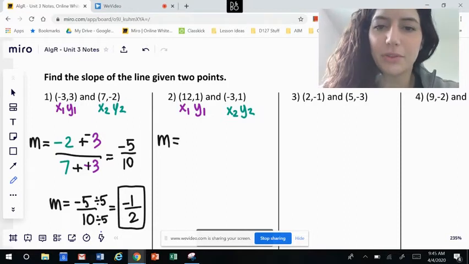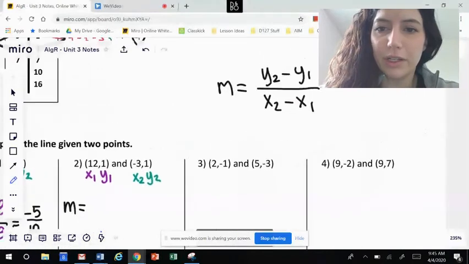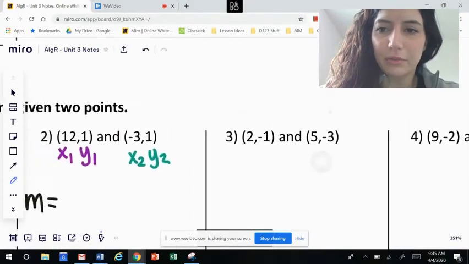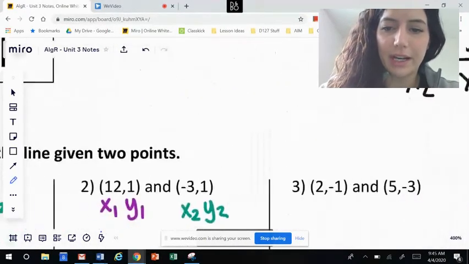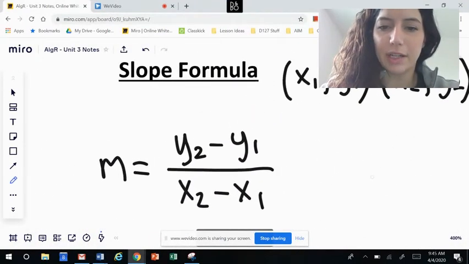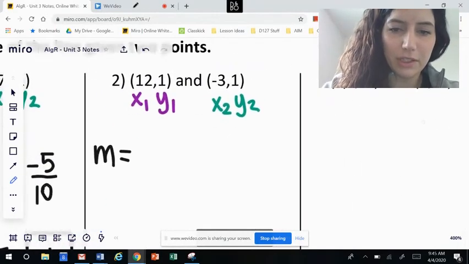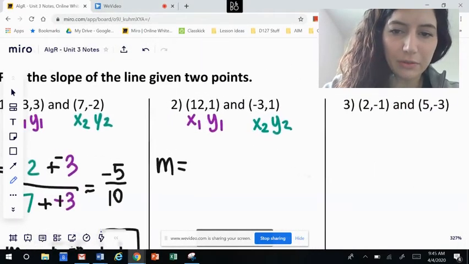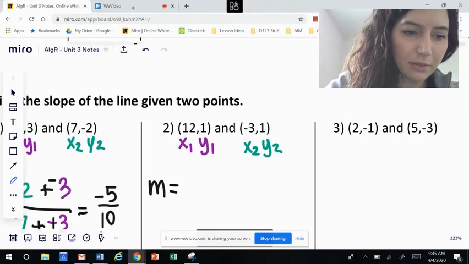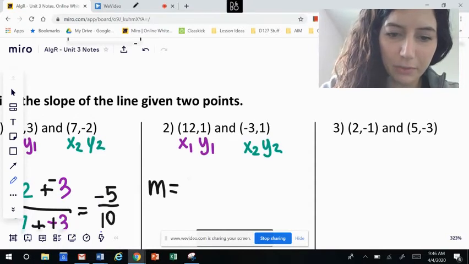So I need m equals, of course. I'm just going to reference back to what the slope formula is up here. Okay, so I have y2 minus y1 over x2 minus x1. So I'm going to start with my y2. My y2 value is positive 1, right underneath what my y1 value is. Okay, y2 is 1. So I have 1.